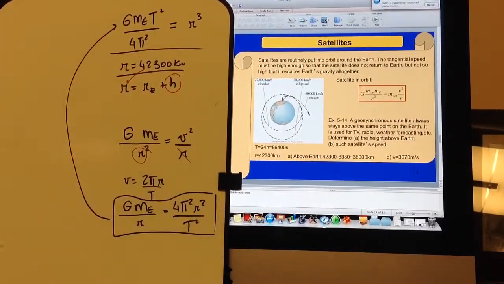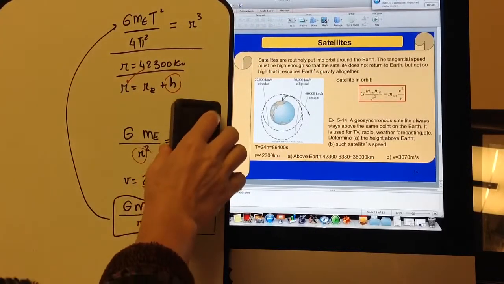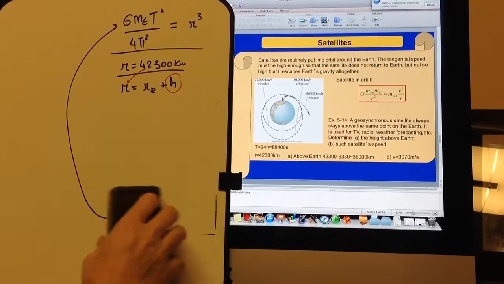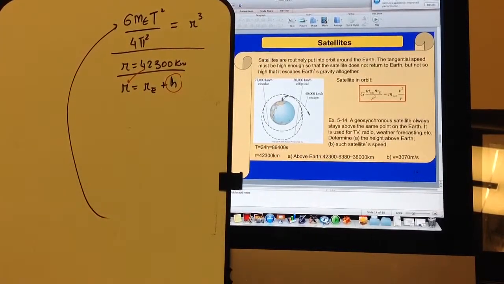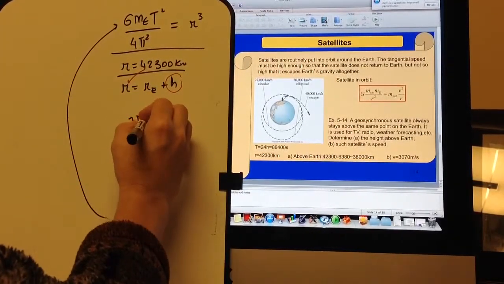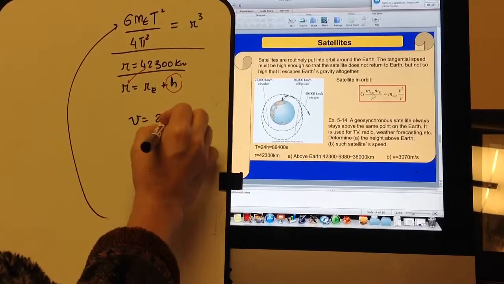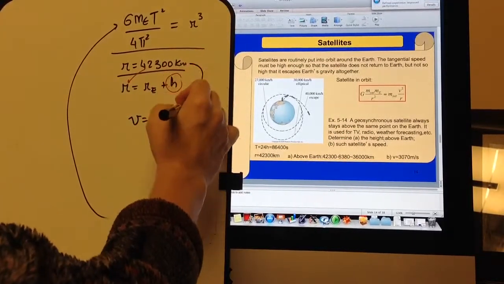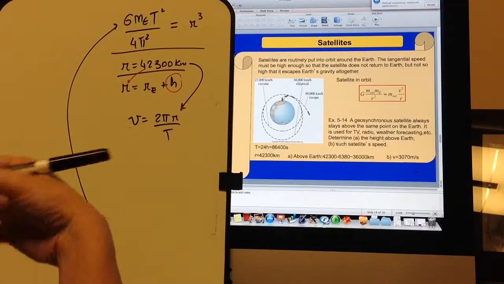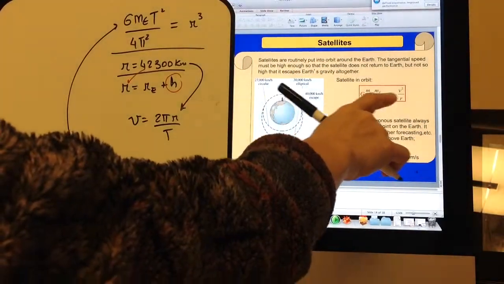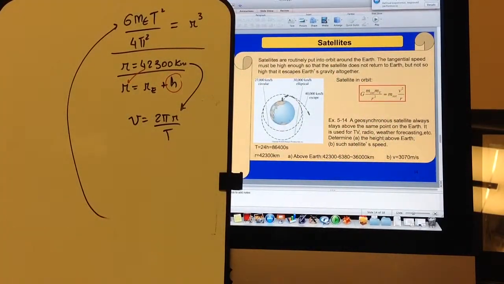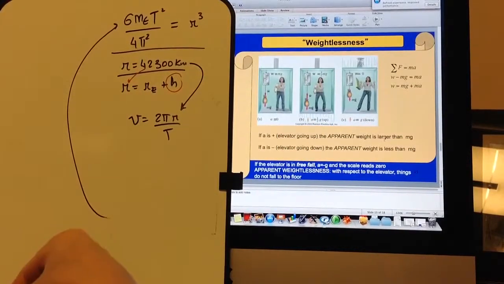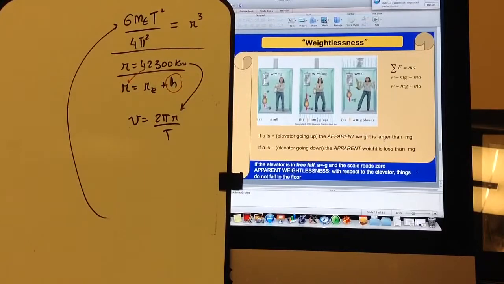Okay, and then comes the next question: what is the satellite speed? Well, once we got all that, this is going to be easy. Just go back either to the equation for v, 2 pi r divided by the period. Now we have r, so you can get v, or you go back to this equation and get v from there. Okay, so let's continue now. Let's come back to that story of the elevator.